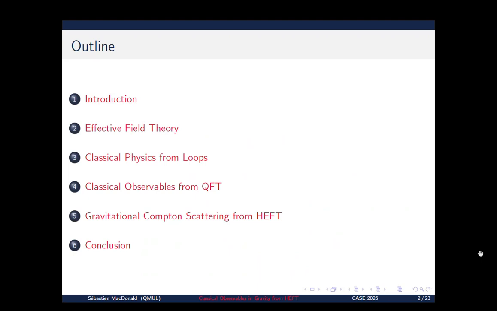I'm going to try and convince you that we do get classical physics from loop diagrams, not just tree level, as you might think. In general, how we might get classical observables from a QFT, with an example of a calculation, and how we use that.